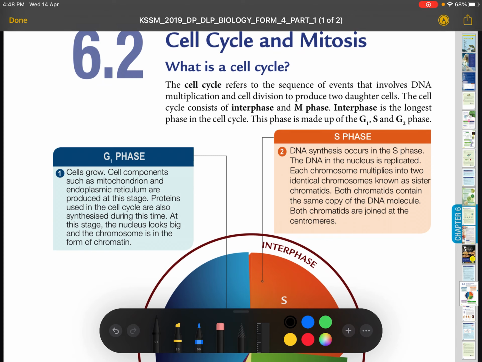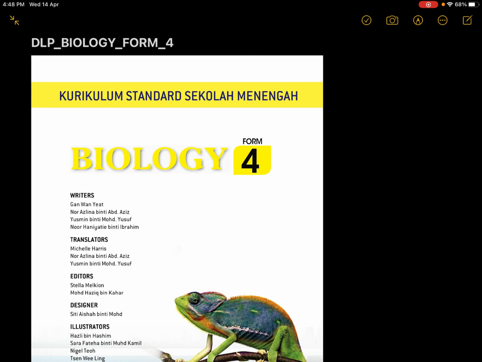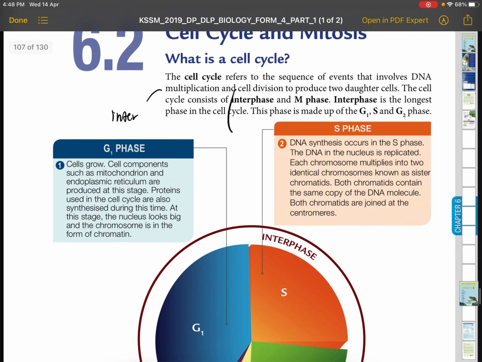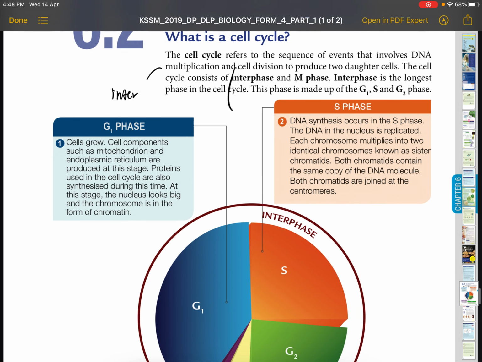So, cell cycle and mitosis. What is a cell cycle? It is a sequence of events that involves DNA multiplication and then cell division. DNA multiplication is interphase, and cell division is mitosis plus cytokinesis.